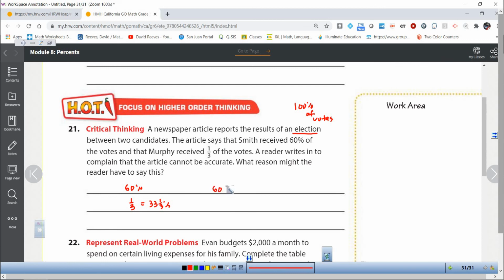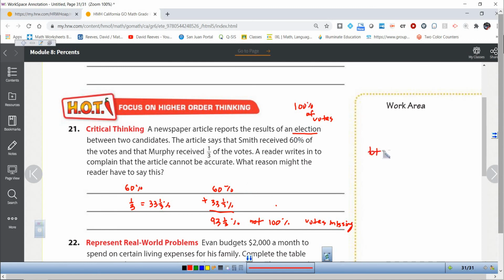So if you add 60% to 33 and 1/3%, what do you get? You get 93 and 1/3%, not 100, not 100%. All right, so there are votes missing. Uh-oh, missing votes. This could be a problem. All right, we're missing what? 6 2/3% of the votes. All right, total should always be 100, right?